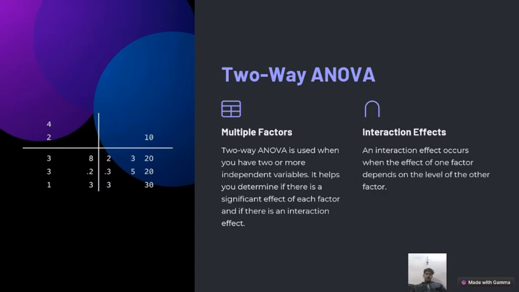The second is the two-way ANOVA. Two-way ANOVA is used when you have two or more independent variables. It helps you to determine if there is a significant effect of each factor and if there is an interaction effect. Interaction effect: an interaction effect occurs when the effect of one factor depends on the level of another factor.